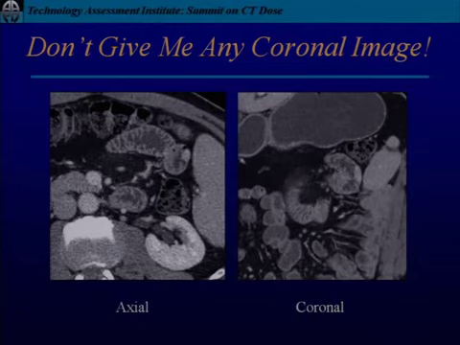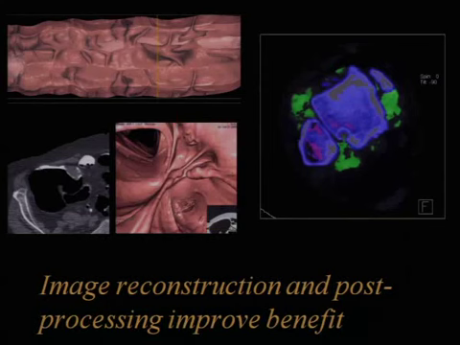Here's a filling defect we can see in the jejunum. Here it is on the coronal. I feel very confident that it turned out to be an ectopic pancreas. So, the slice thicknesses that we reconstruct our coronal images from really need to be 1 millimeter or less, or if you have to go to a thicker detector configuration, you can still keep that reconstruction interval under 1 millimeter. It'll look better. And of course, there's the image reconstruction and post-processing that can improve benefit.